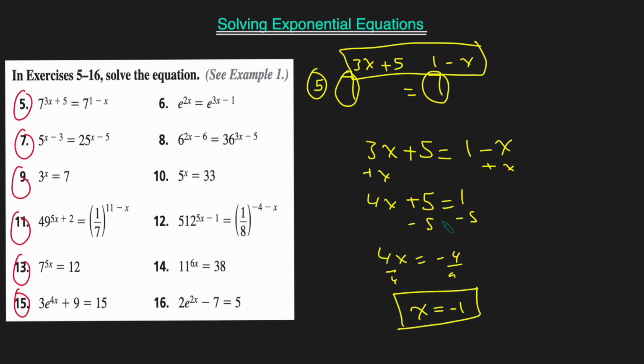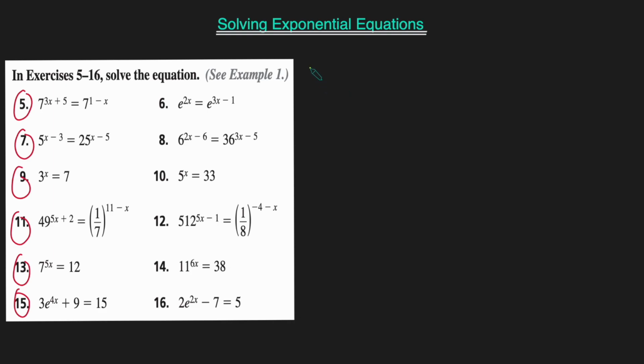And I'll go back and check, make sure that makes sense. We'll have 3 times negative 1 plus 5 should equal 1 minus negative 1. 3 times negative 1 is negative 3 plus 5, and 1 minus negative 1, that's a positive, so 1 plus 1. 5 minus 3 is 2, and 1 plus 1 is 2, and check. So my answer is x equals negative 1.